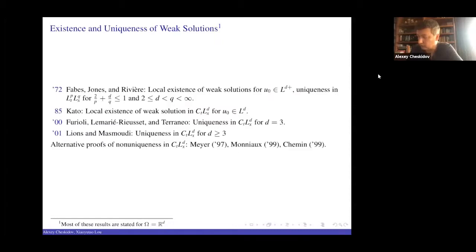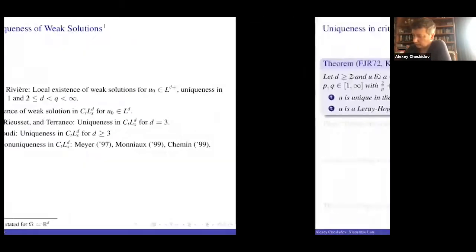Later, Kato proved local existence of weak solutions in the class C L^d for initial data in L^d, and the uniqueness of weak solutions was extended to the boundary regime C L^d for d equals 3 first, and then for all the dimensions later.